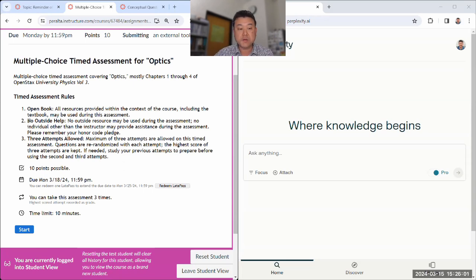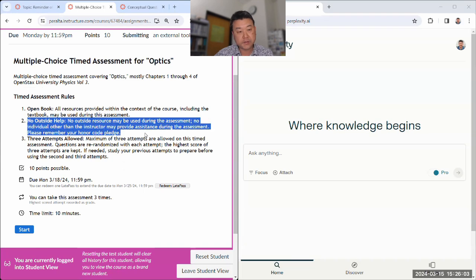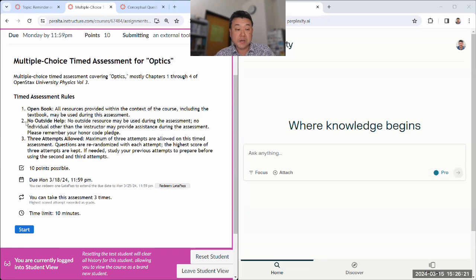During the timed assessment, no outside help is allowed. There may be some very limited things you can use, basically calculators and dictionaries. That's it. Anything else that's not part of the course is outside help. Perplexity is not part of the course, ChatGPT is not part of the course, Chegg is not part of the course. Any use of that during the timed assessment is cheating. So please don't do what I'm gonna do.